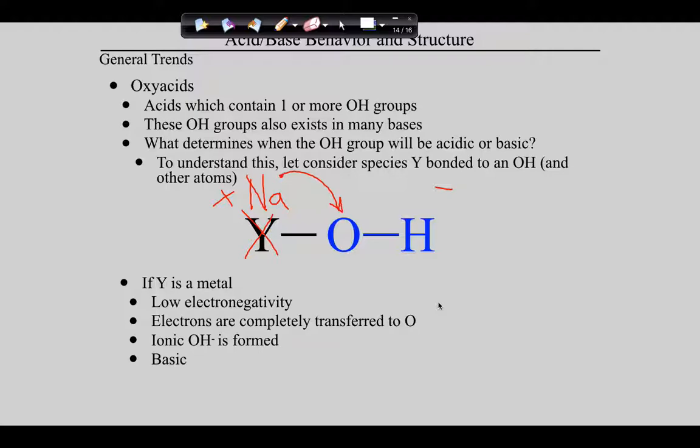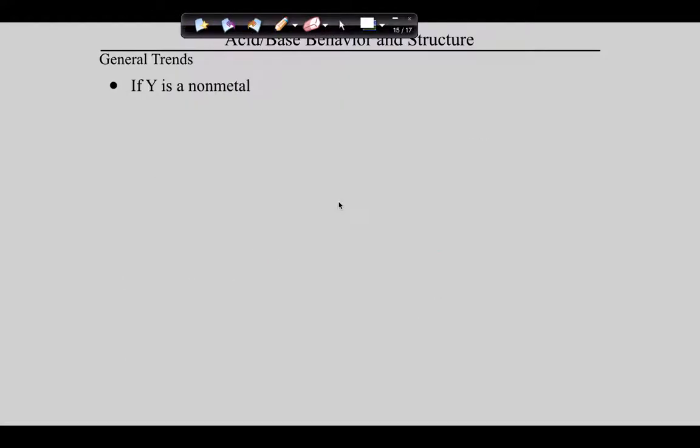You okay with that idea? So anytime you have a metal bonded to an OH, it's going to be a base. How you doing? You good? Okay, so now guys, what about if Y is a nonmetal?